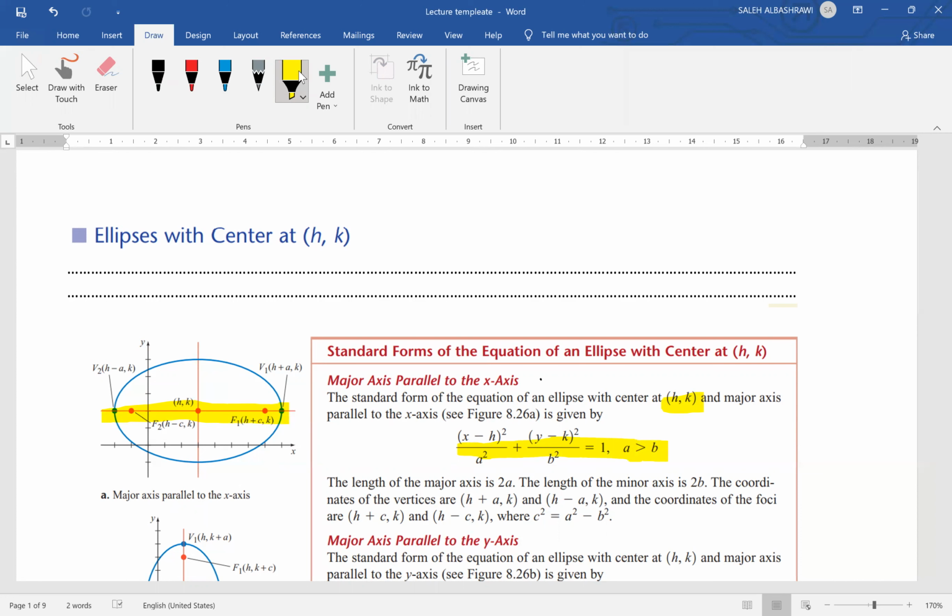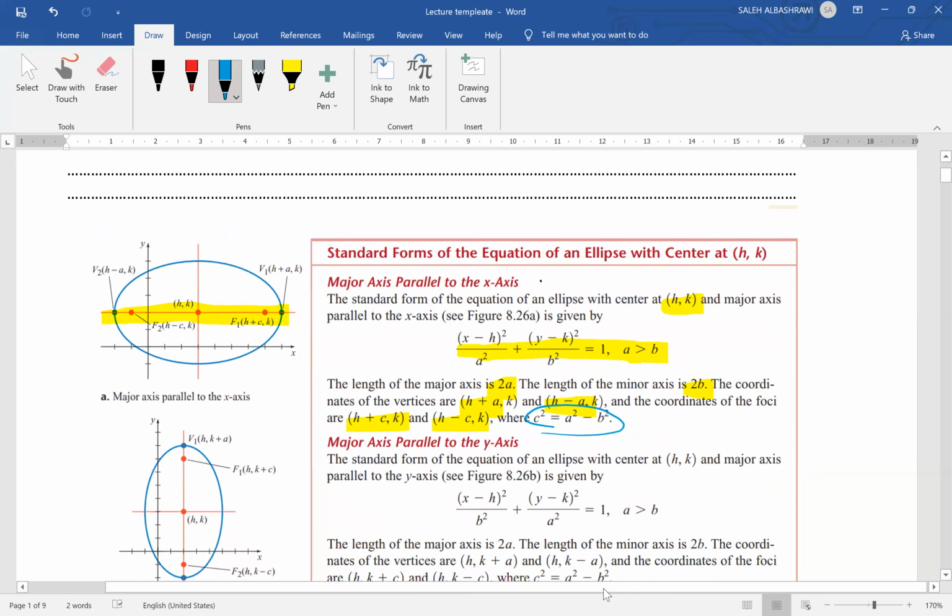And as we stated before, the length of the major axis is 2a, the minor axis is 2b, and the coordinates for the vertices this time will be (h plus a, k) and (h minus a, k), and the coordinates for the foci are (h plus c, k) and (h minus c, k). c is given by c square equal to a square minus b square.